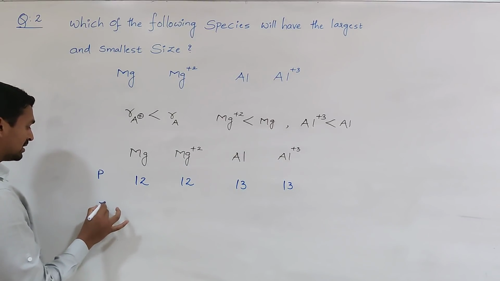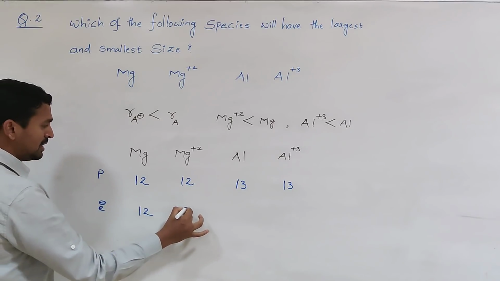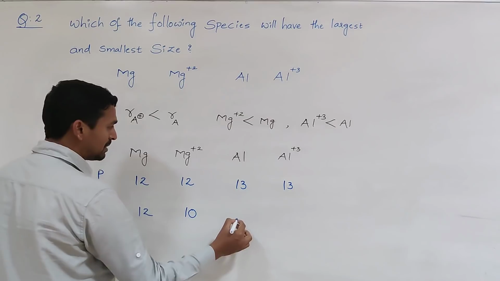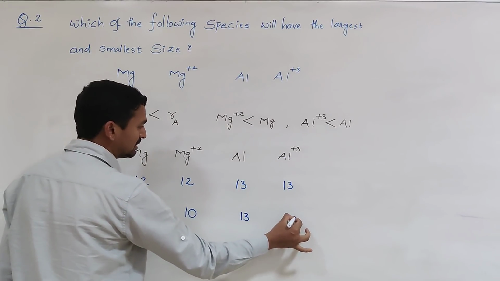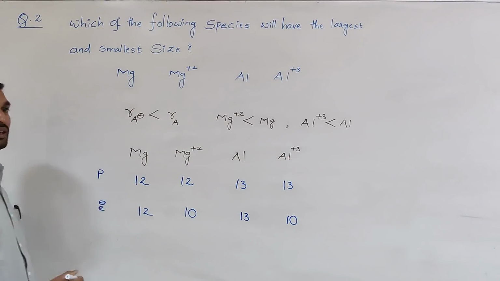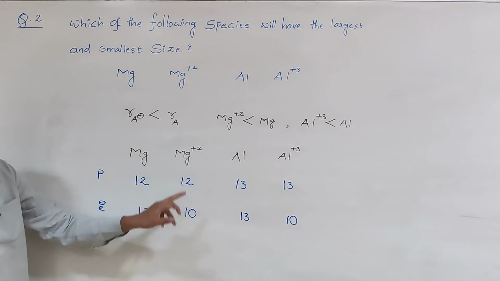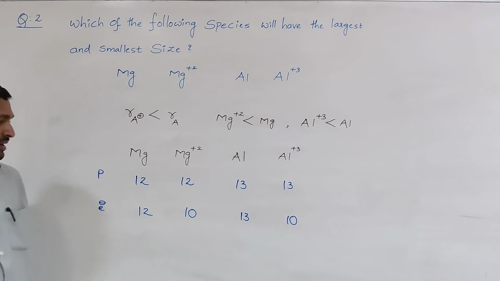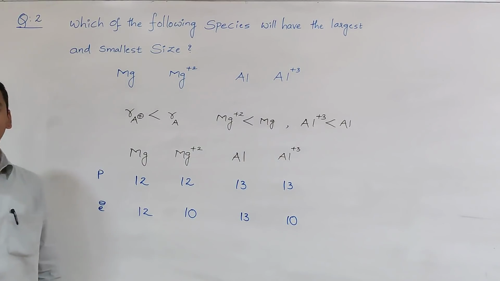Then the number of electrons. Here the number of electrons is 12, here it is 10. For aluminium, the number of electrons is 13, and for aluminium plus 3 it is 10, because loss of 3 electrons results in plus 3 positive charge, 13 minus 3 you get 10. Here 12 minus 2 you get 10. Here the two isoelectronic species are magnesium plus 2 and aluminium plus 3.